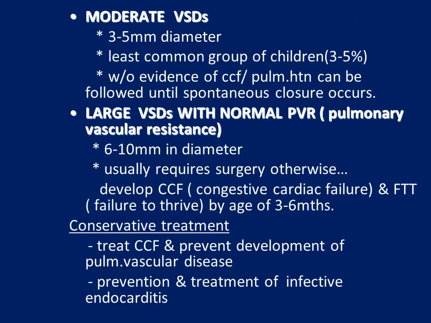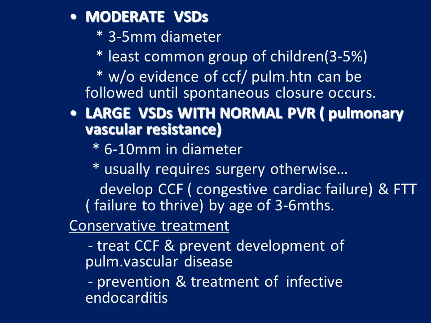Moderate VSDs: 3 to 5 mm diameter. The least common group of children, 3 to 5%. Without evidence of CCF or pulmonary hypertension, they can be followed until spontaneous closure occurs.